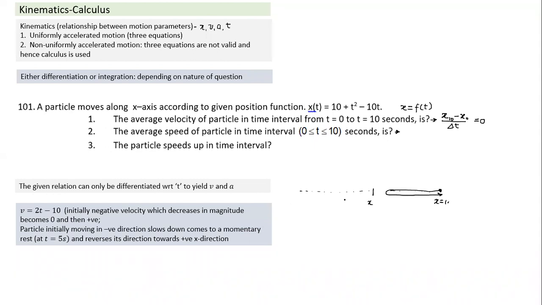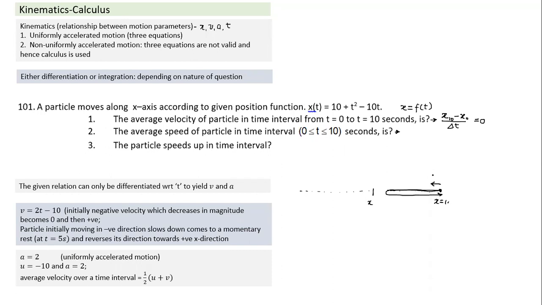Now look at this. Is this motion uniformly accelerated or non-uniformly accelerated? How do you find out? We can find out the acceleration also. So again, if we differentiate, we find acceleration is 2. It means this motion is uniformly accelerated motion. And at this point here, what is the velocity? At this point, velocity is 10.